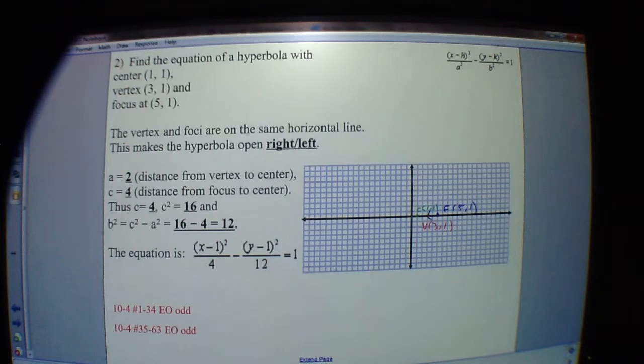One through 34, every other odd, and then 35 through 63, every other odd.